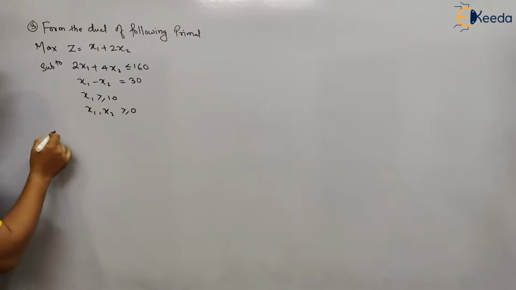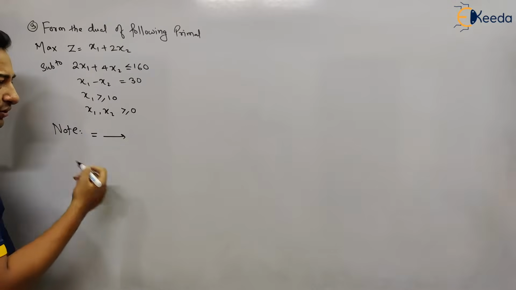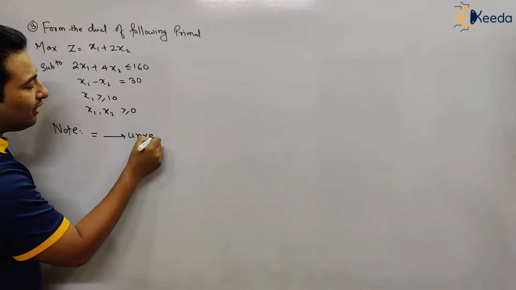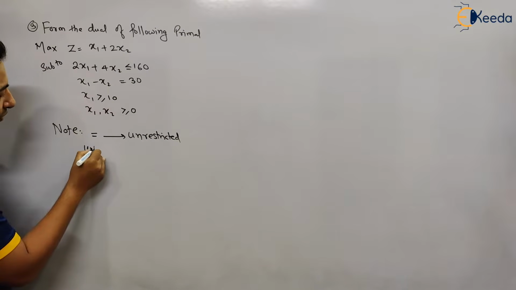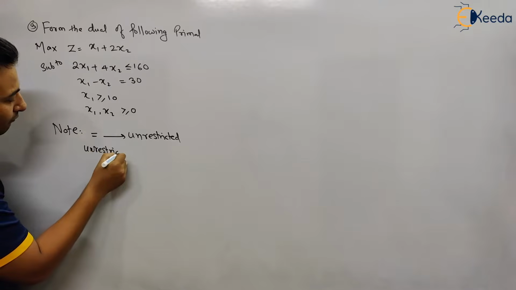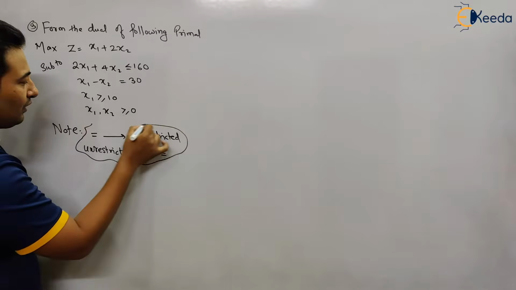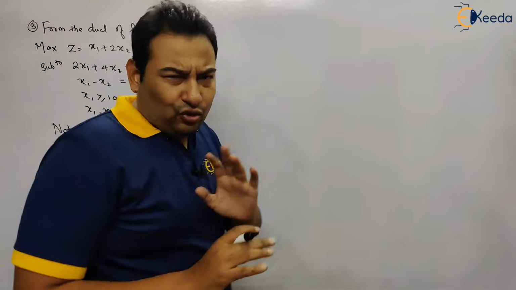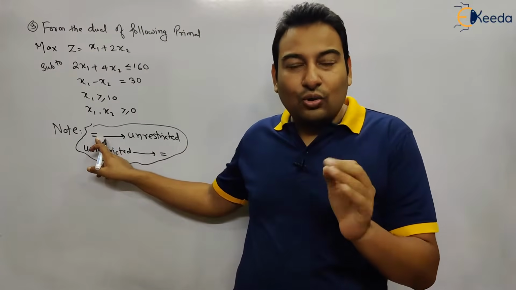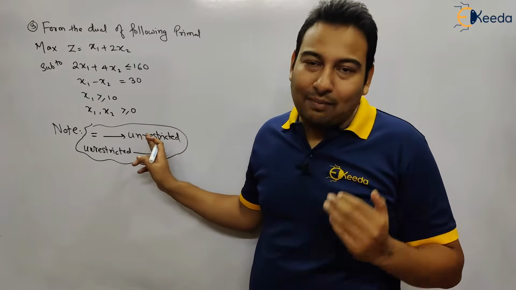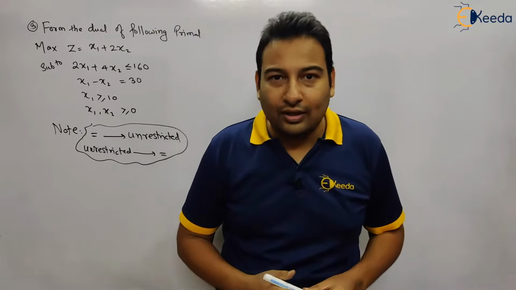A note that you should remember is, if you get equal to in the constraint, then unrestricted will come into the solution, and if you get unrestricted in the problem somewhere, then you'll get equal to in the solution. What exactly this means, we'll discuss, don't worry about it. Just remember, if you find equal to, then in the solution unrestricted will come, and if you find unrestricted in the problem, you will get equal to in the solution.